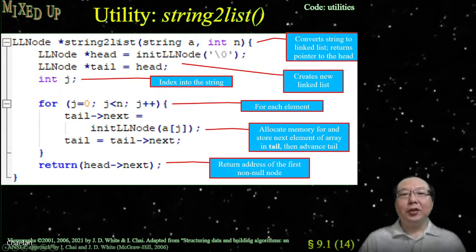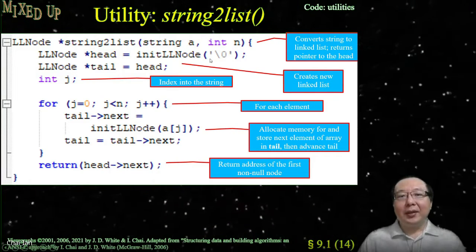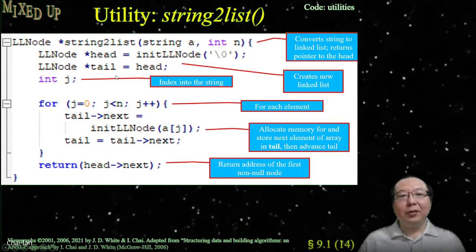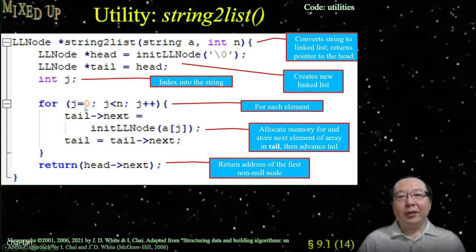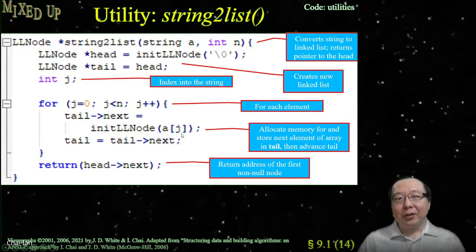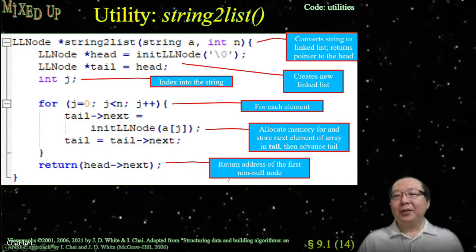And then there's the string to list utility, which takes a string and creates a linked list node, first with the head node, and then we loop through the string and put the next letter into the linked list, and finally return the linked list.